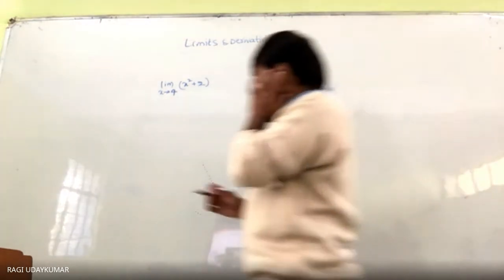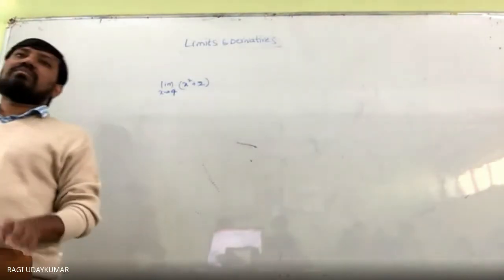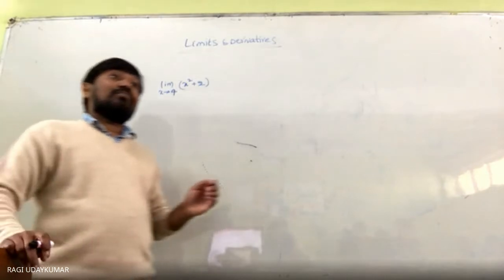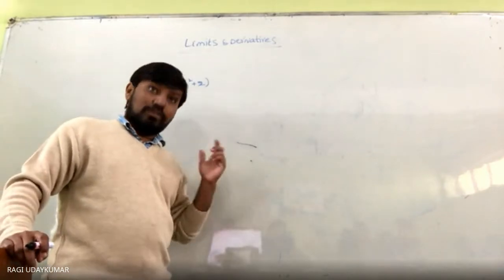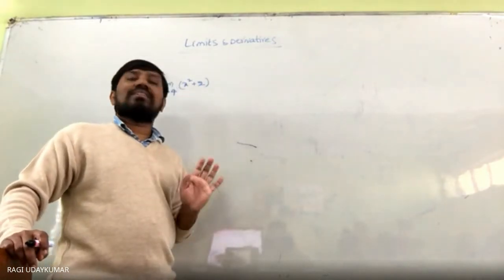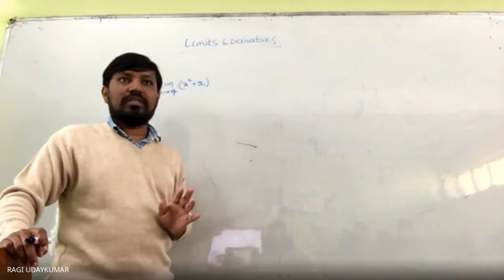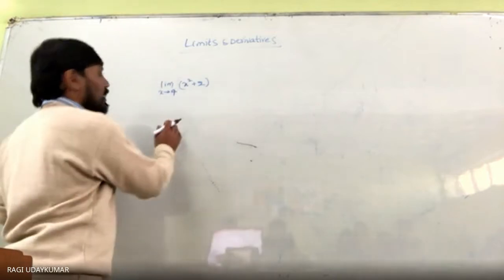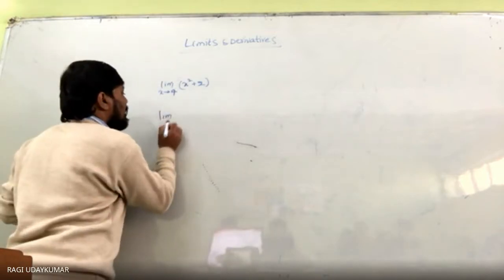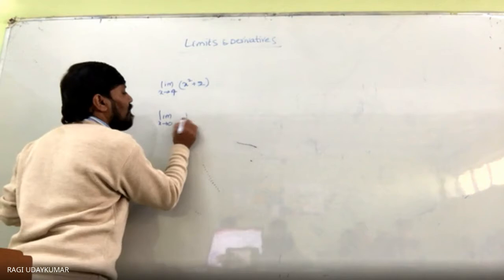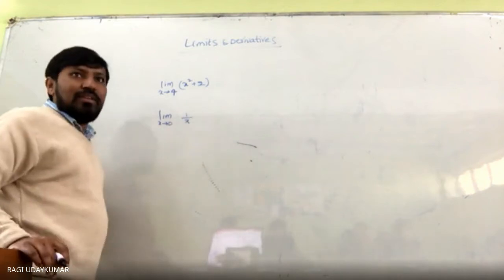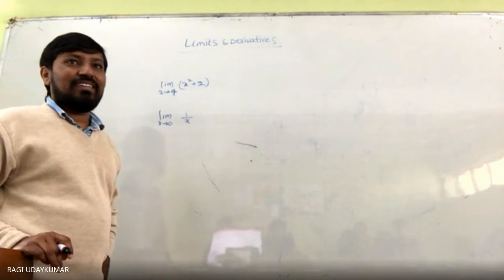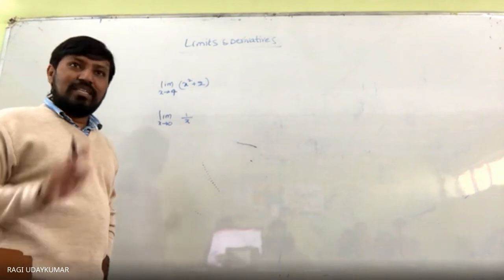So limit x tends to 4 of x square plus 2 is nothing but the value when x is approaching the number 4. Obviously, you can substitute this value directly. Now just see limit x tends to 0 of 1 by x, what is the value? Undefined. Not undefined. Infinity.